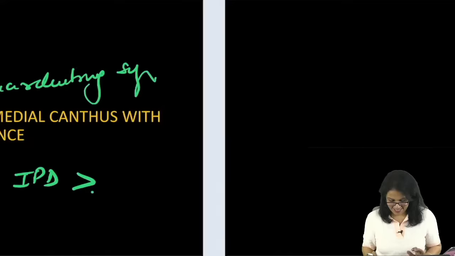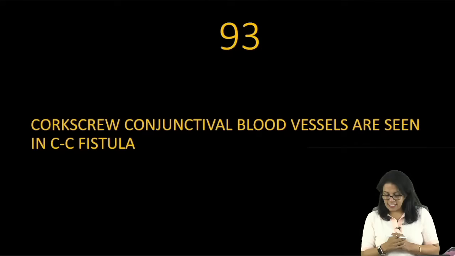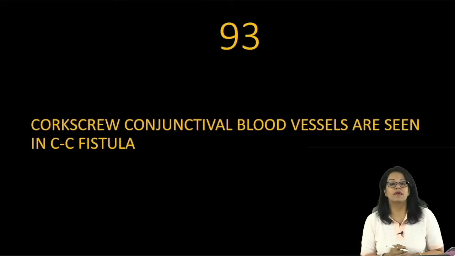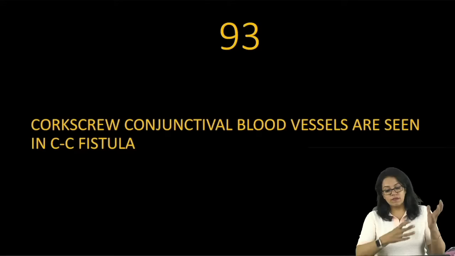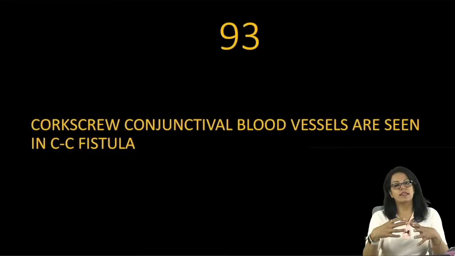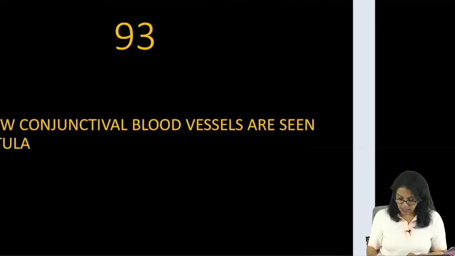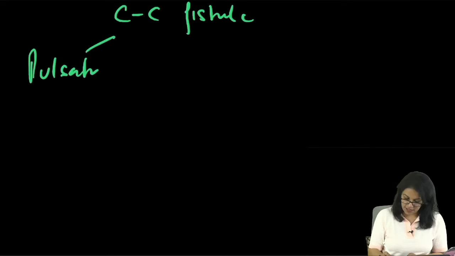Okay, next. Corkscrew conjunctival blood vessels are seen in carotico-cavernous fistula. These are dilated conjunctival blood vessels because episcleral pressure will be more. How? Think with me. All the venous drainage is going into the cavernous sinus. Now if there is a fistula between the internal carotid artery and the cavernous sinus, venous pressure will be more. More venous pressure means you are getting pulsating proptosis. First problem.